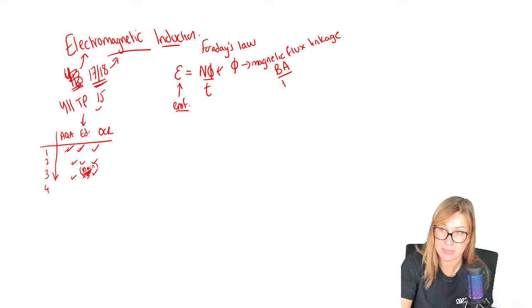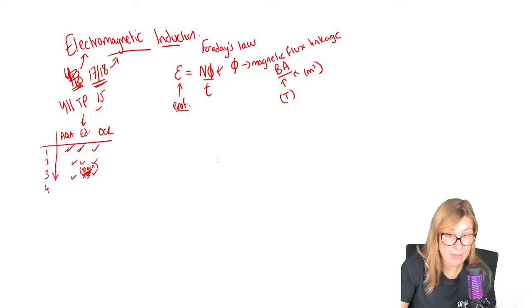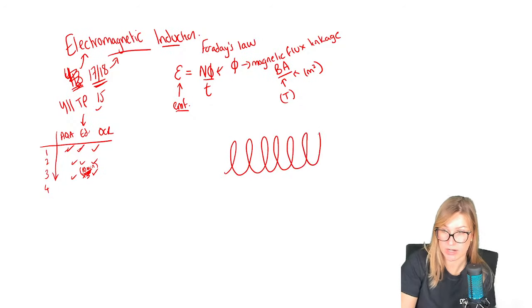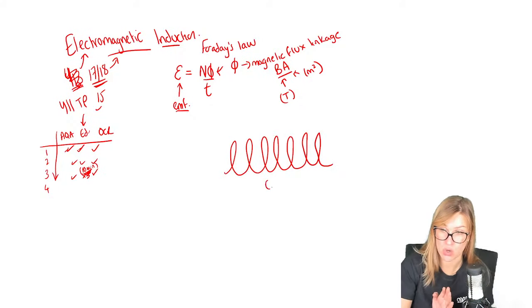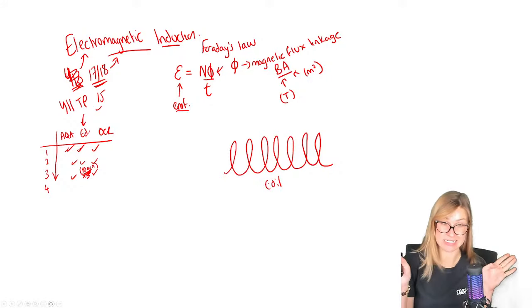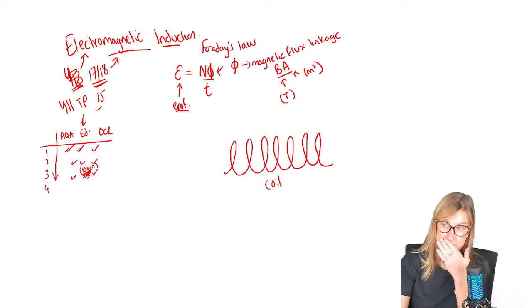B is your magnetic field density, normally measured in Teslas, and A is just your area, in meters squared. Let's say we've got a coil of wire, like a copper wire, just a random coil of wire. It's not connected to anything at all, not connected to any cells or batteries, nothing.